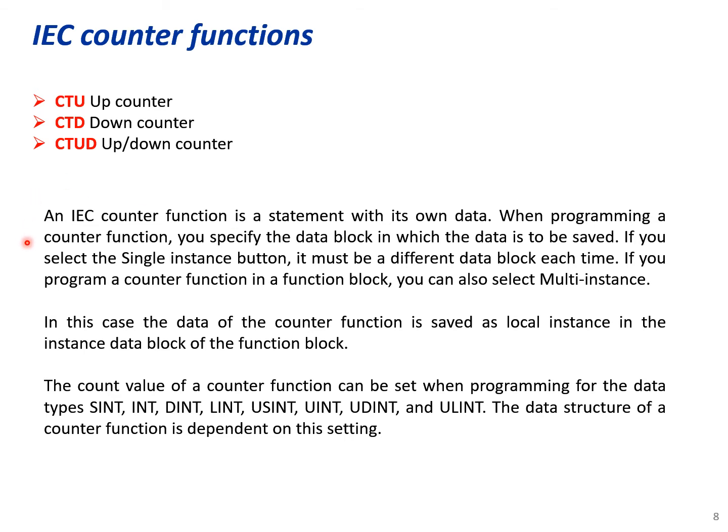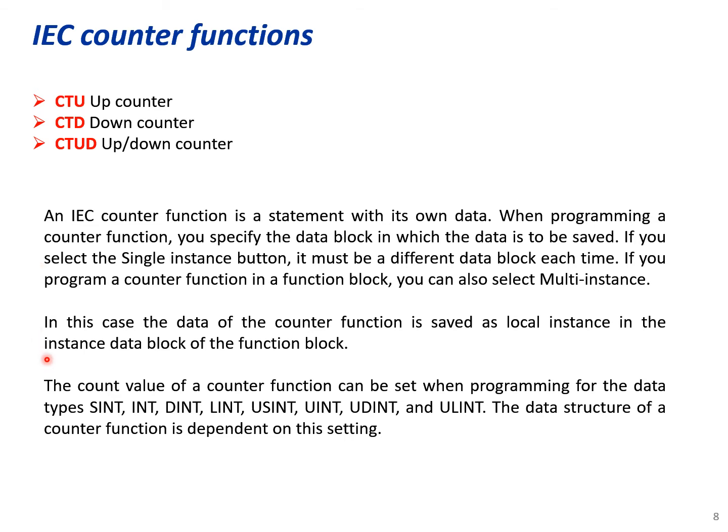An IEC counter function is a statement with its own data. When programming a counter function, you specify a data block in which the data is to be saved. This will happen automatically once you declare a counter. That will be declared automatically in the memory. If you select the single instance button, it must be a different data block each time. If you program a counter function in a function block, you can also select multi-instance.